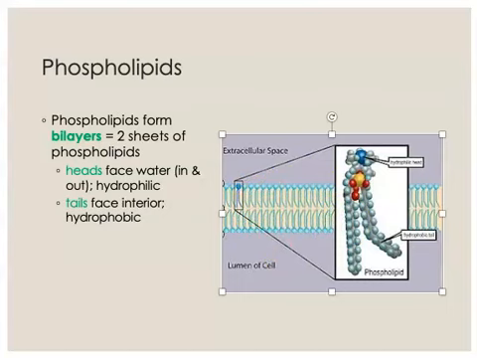It's important to remember that the individual phospholipids in a cell membrane are not covalently bound one to the other. They are simply weakly attracted to each other. The heads are held together with hydrogen bonding. The tails are held together with van der Waals interactions. This allows cell membranes to remain very fluid and flexible.